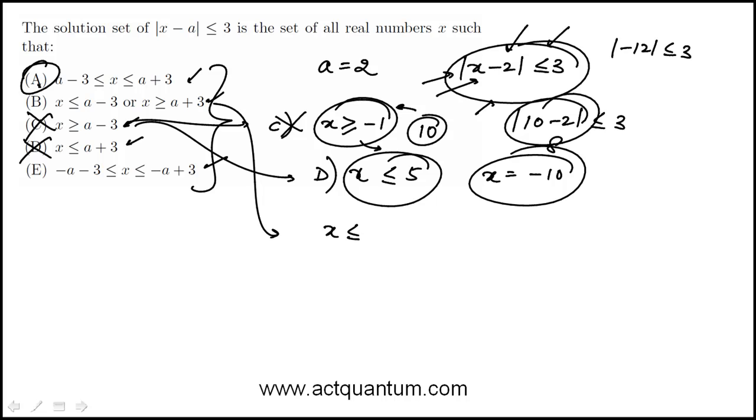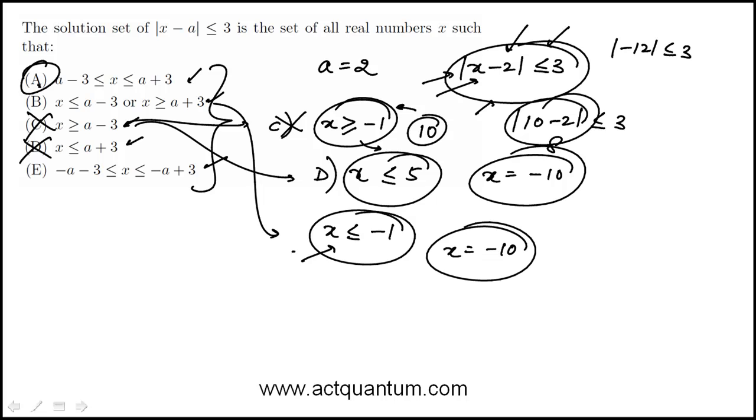So this is x is less than or equal to A minus 3. A is 2. So x is less than or equal to minus 1. So again, we can pick a value like x is minus 10, which satisfies this. Again, this would not be satisfied, so B is out.